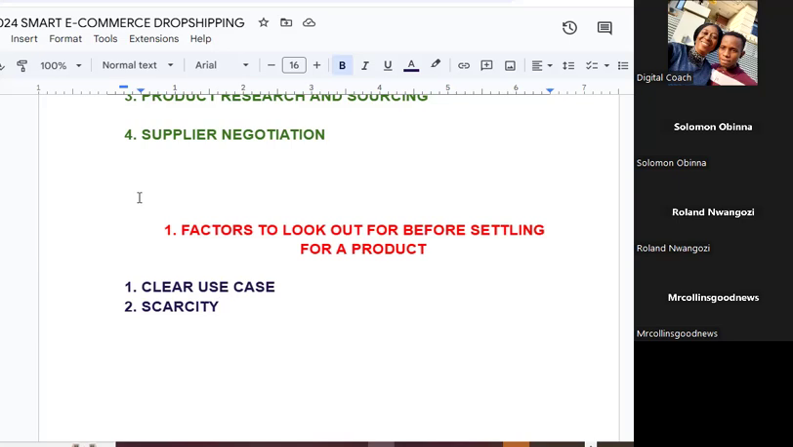So I see that now. Any product you want to sell online should not be easily seen in a local shop. Are you guys getting me to that point? Whatever product you want to sell online should not be easily seen in local shops. Okay, that is scarcity. That product should be scarce. Then the next thing is the price.